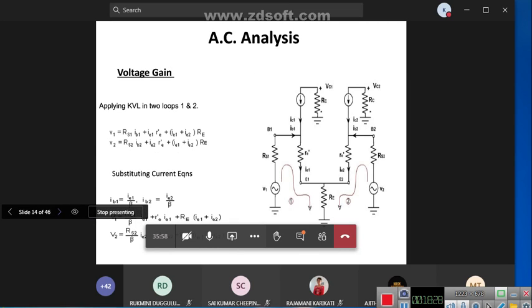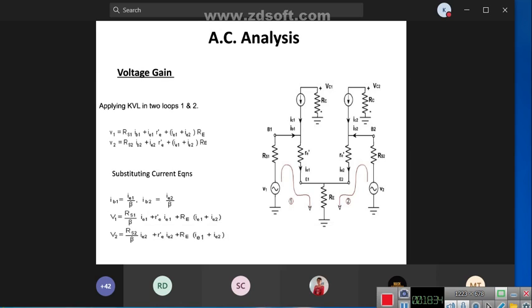Next, if you see the AC analysis, here we have two loops, the first loop and the second loop. Apply KVL for these two loops. The first equation is V1 equal to... IB1 is flowing in this direction. Here IB1, IB2 are in small letters, because we are doing the AC analysis. That's why these are denoted with small letters.